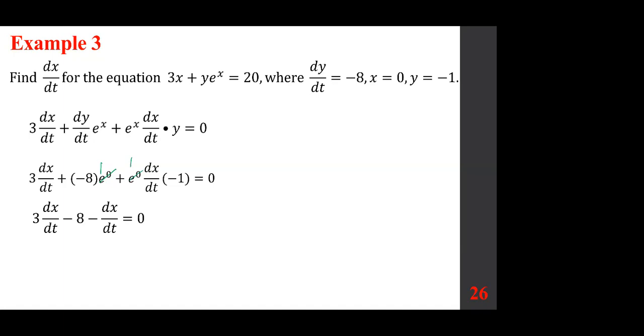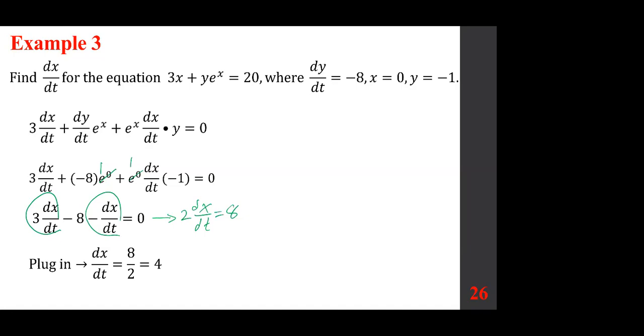Right, everybody? So that means we really have 2 dx/dt, and then minus 8 moves and it becomes positive 8. We divide that by 2 and you have the answer. Okay, so you have the answer. Very straightforward, class. Very straightforward. This is when we plug in, we just plug in.